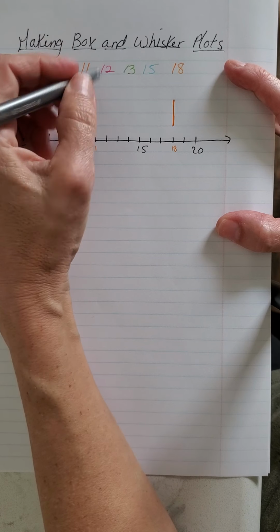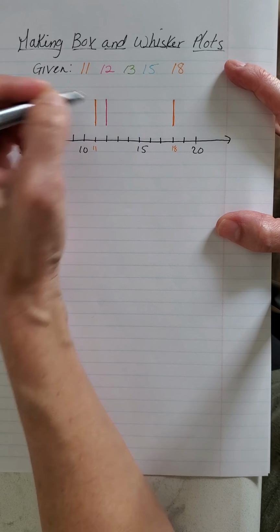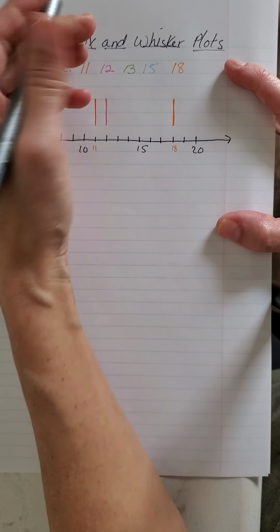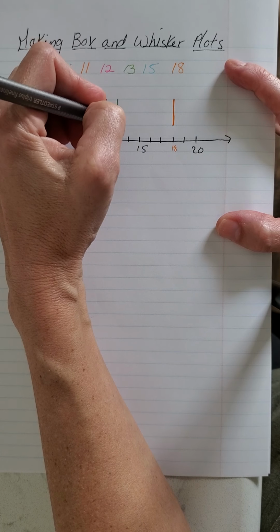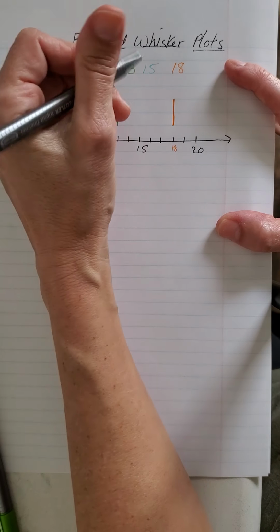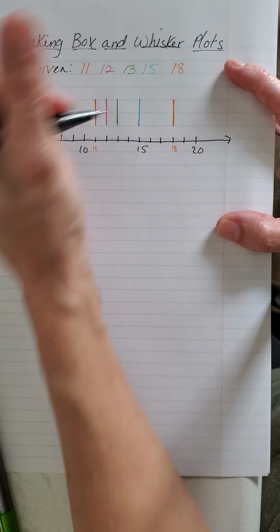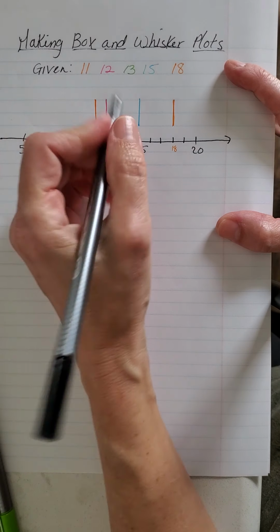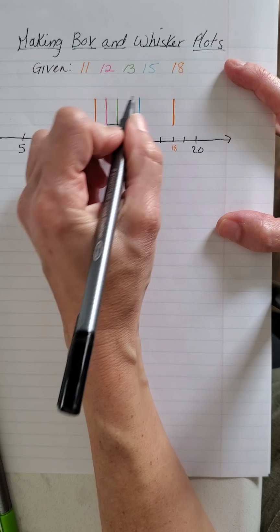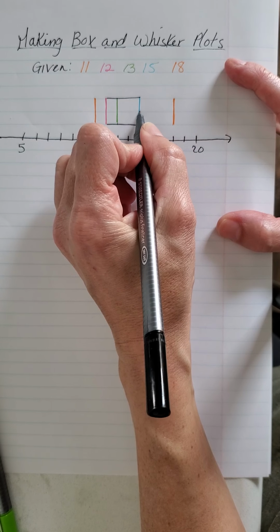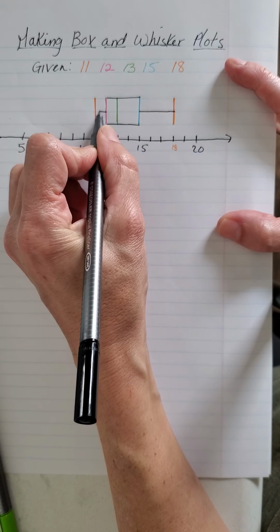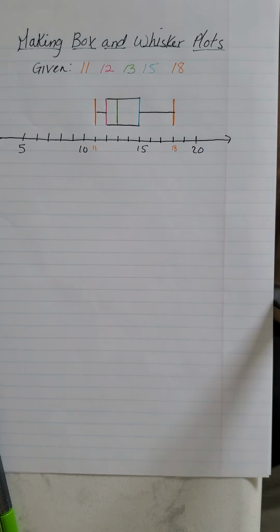I have to find 12. 12 is right next to 11. I find 13. That's right next to 12. And I find 15, which looks like it's right here. And then I'm going to connect these lines so they make a box. And then I'm going to draw my whiskers like this. And then I'm finished. That's all there is to it.